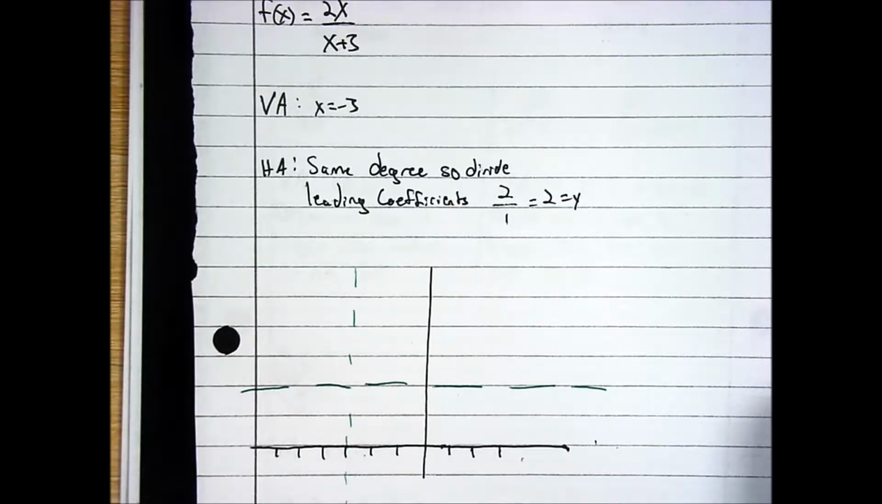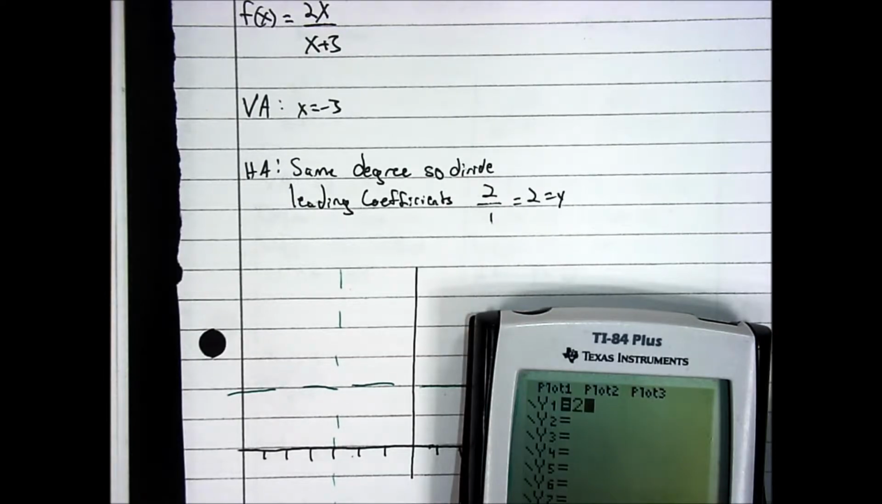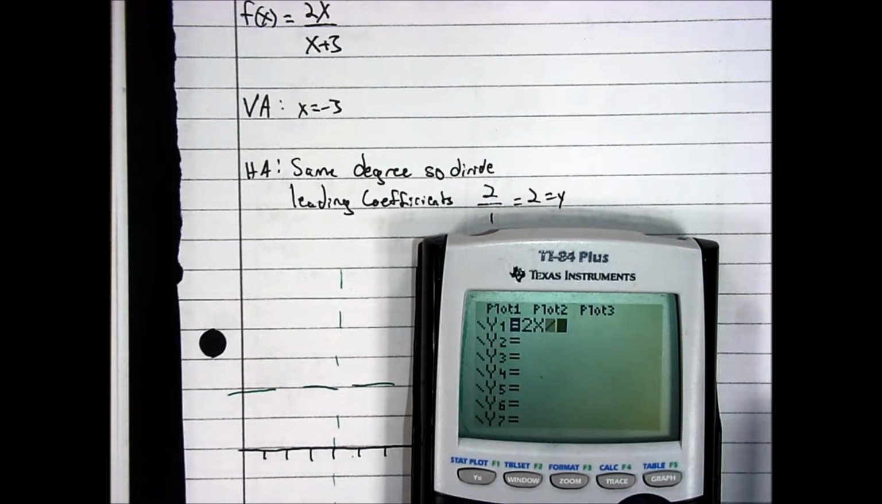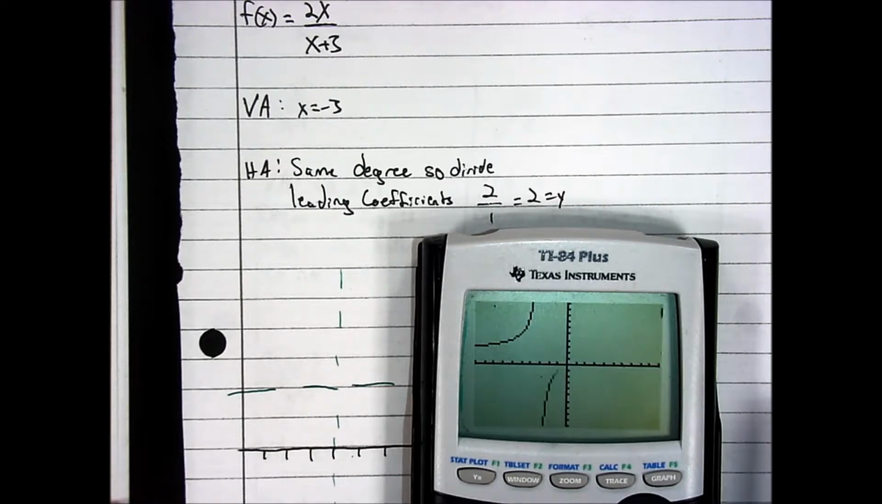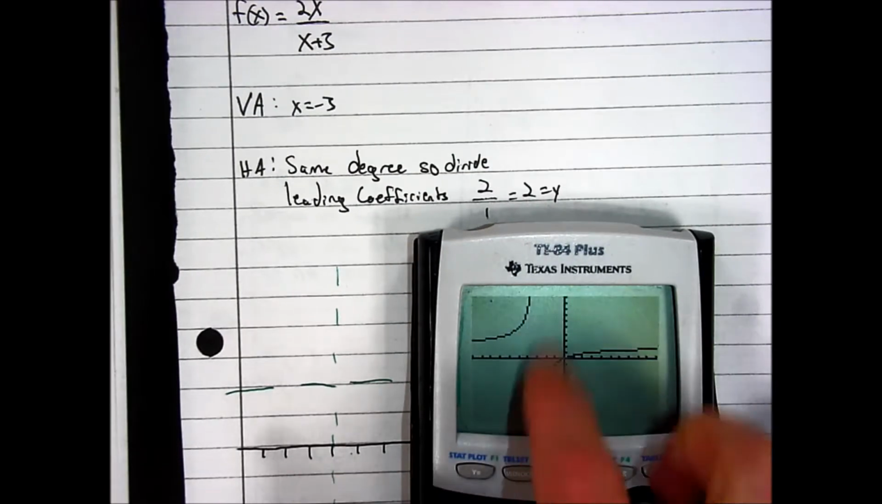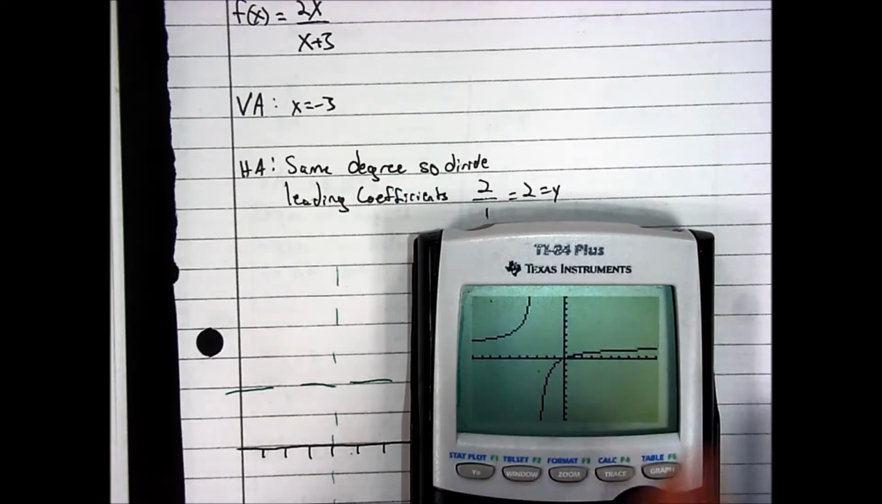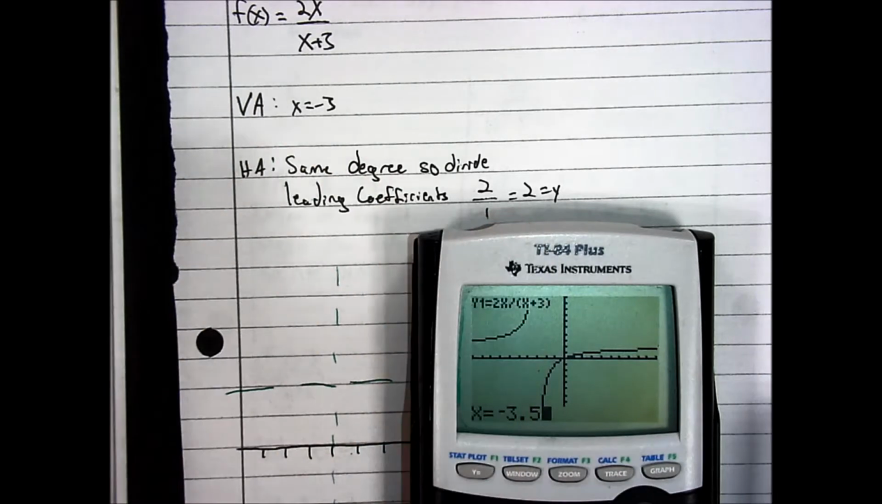From there, we can type this in to the calculator. 2x divided by parentheses x plus 3, and graph. We can kind of see where we're at there. And we need some points to plot out, just like yesterday's. Our vertical asymptote was at negative 3. So how about we trace, and let's go with negative 3.5, just past negative 3.